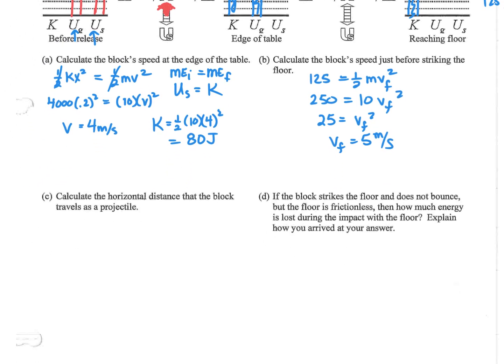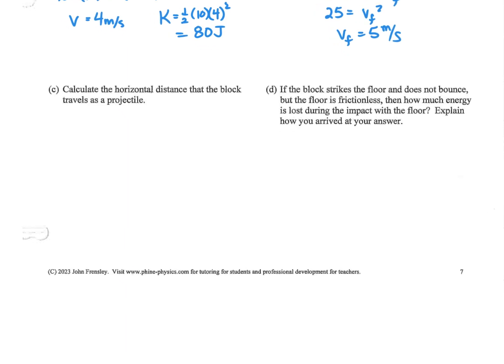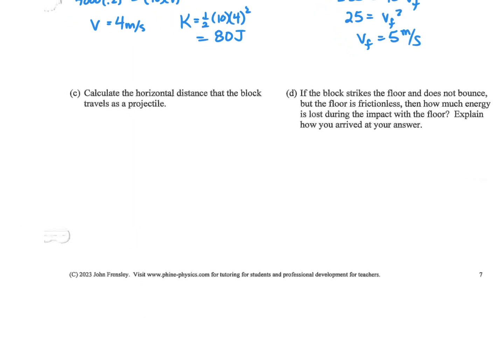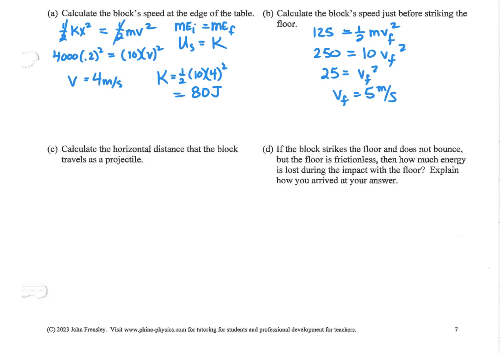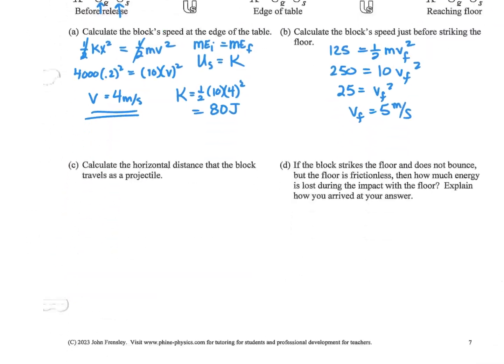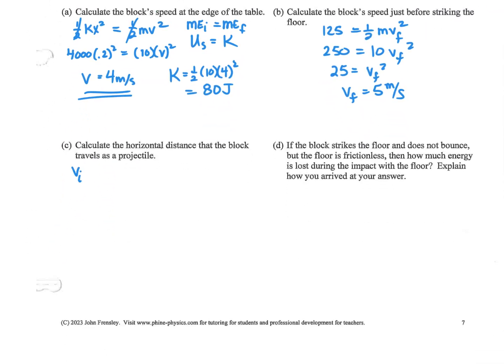Now it wants us to calculate the horizontal distance. Well, I don't know what the horizontal distance is. I've got to figure out how long it's in the air. Oh, wait a minute, I do know, because I know the v initial right here, and that's all horizontal if you look at this picture. Boom. So v initial in the x direction is going to be 4 meters per second.